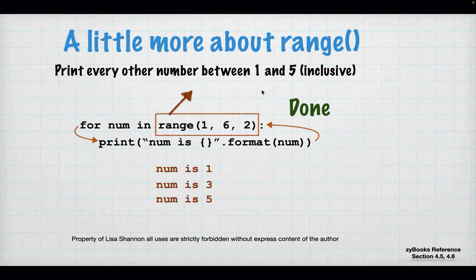Now, I don't have an example, but you can also go backwards. You can have an increment of, let's say, minus 1. You can start at 6 and go to 1 and increment by minus 2 and get the opposite output. So I would have 5, 3, and 1. So if you need to go backwards through the loop, let's say for a lab, you would have a negative increment. You would start at the larger end and end at the smaller end.